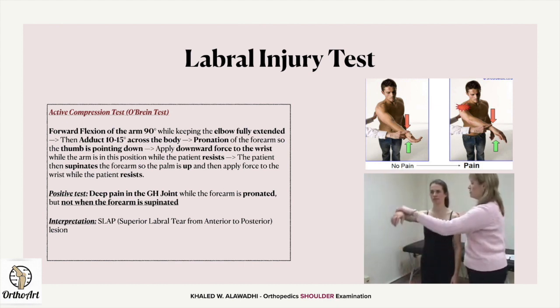Forward flex the patient's arm to 90 degrees, adduct it about 20 degrees, and internally rotate it so that her thumb is down. Ask the patient to resist your downward pressure. Next, externally rotate her arm so that her thumb is up, and again ask her to resist your downward pressure. A positive test is pain or painful clicking that the patient experiences when the thumb is down, which is reduced or eliminated when the thumb is up.